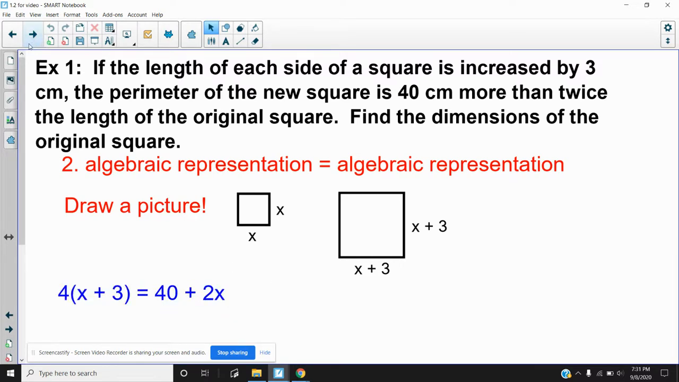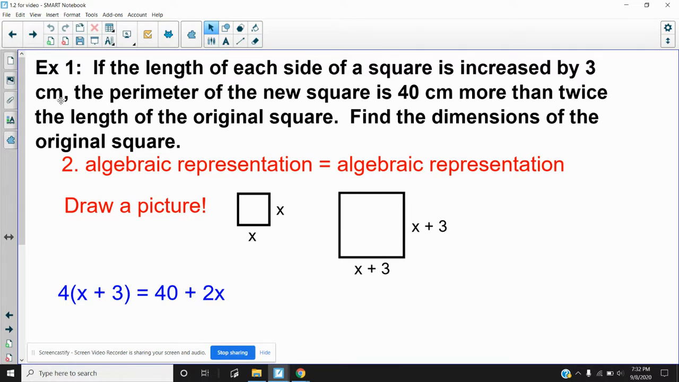Well, we called the length of the old one x, and the new one then would be 4 times (x plus 3), because that's side plus side plus side plus side. So I have 4 of the same thing, equals, and the 40 plus 2x came from the description in our example. So there's the equation we need to solve.